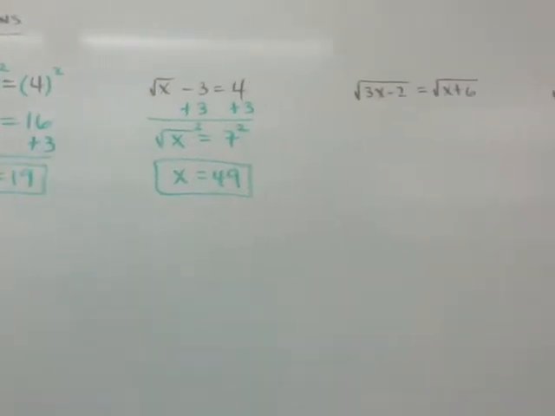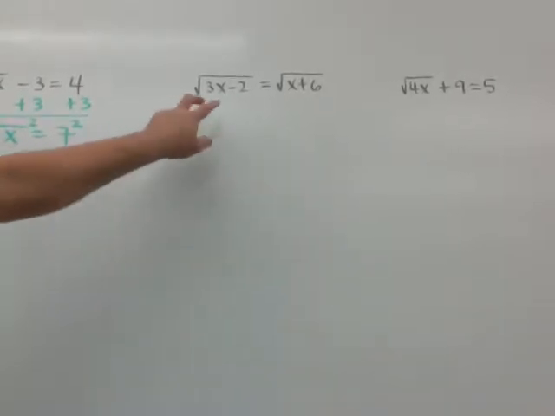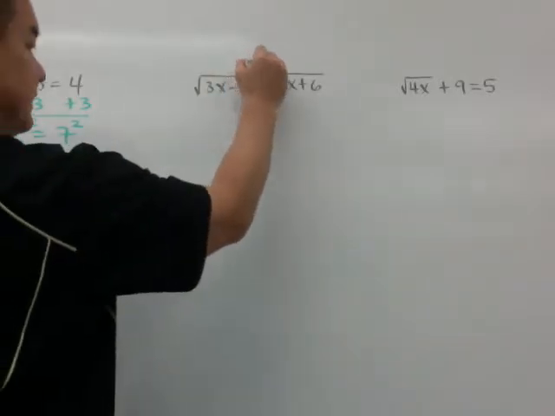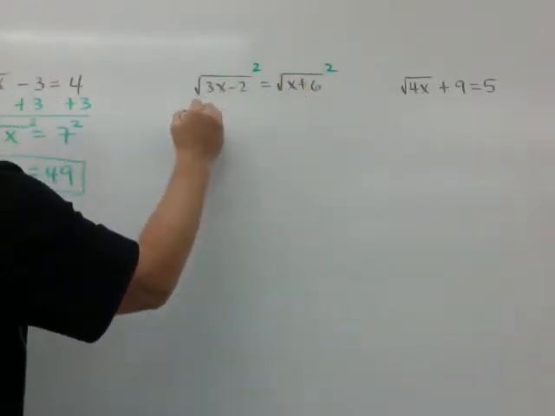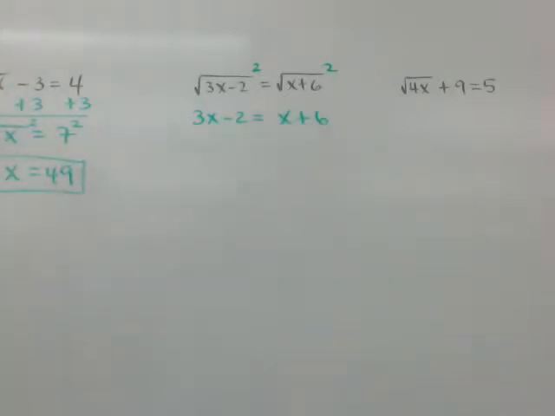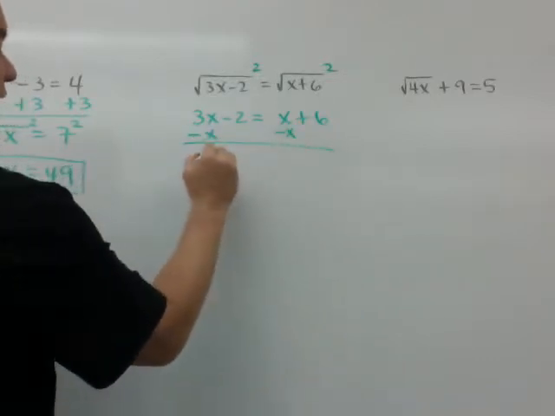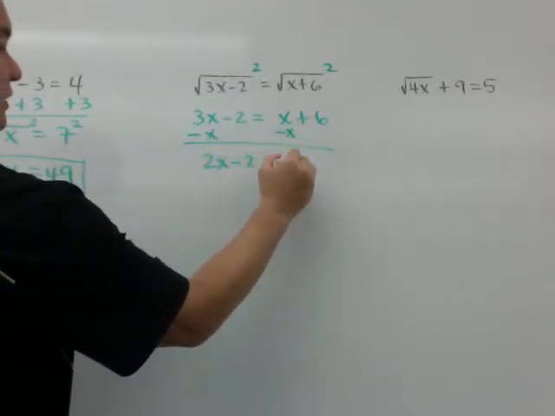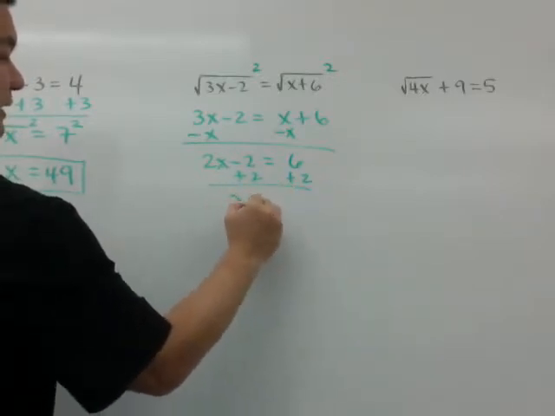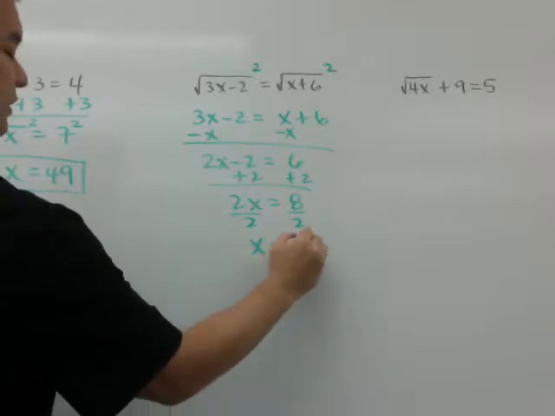Okay, this is going to be a quick video, just so you can get through this. If there's a radical equal to a radical, and they're both isolated, you just square both sides. It drops off, and you're left with 3x minus 2 is equal to x plus 6, and you solve it like you solve any equation. I would subtract x first, and you get 2x minus 2 is equal to 6, plus 2, and you get 2x is equal to 8, divide by 2, and x is equal to 4.